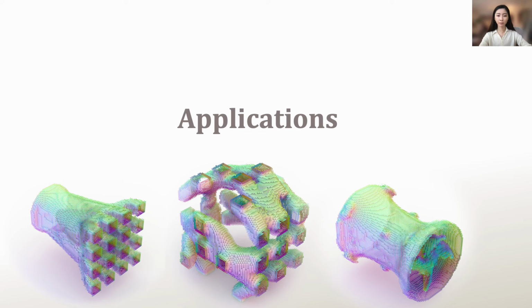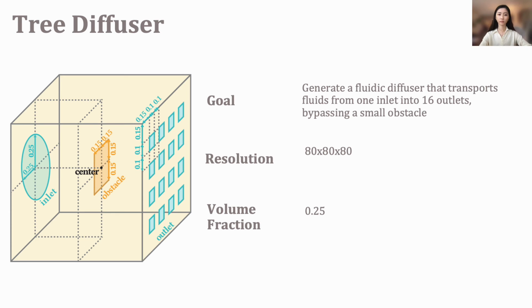Now, I'll introduce the application and optimized designs obtained from our framework. In the first application, the goal is to design a fluidic diffuser that transfers fluid from one inlet into 16 outlets, bypassing a small obstacle. The resolution of the design is 80 cubed, meaning there are in total 2 million design degrees of freedom. The specified volume fraction is 25%.